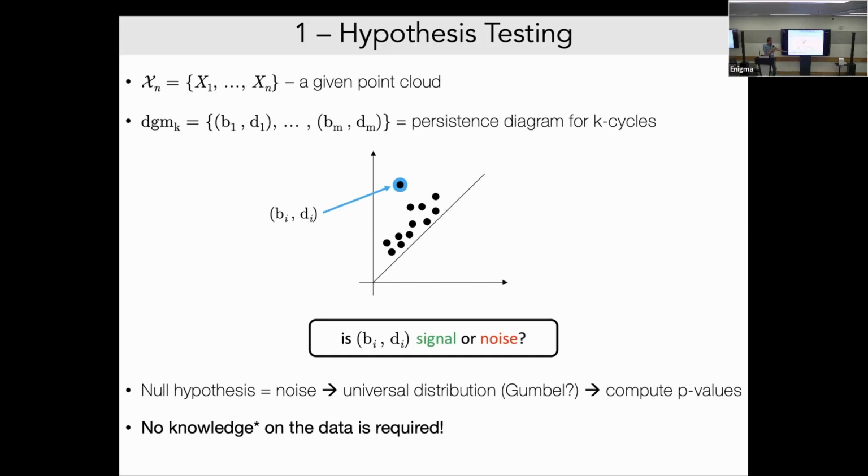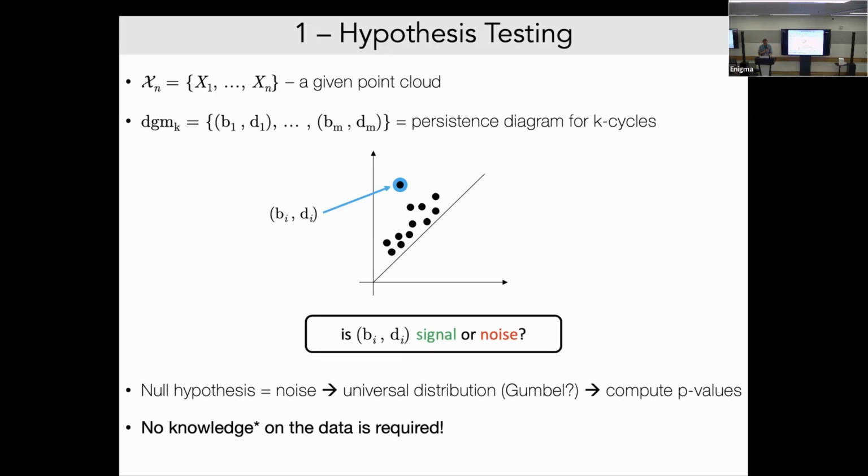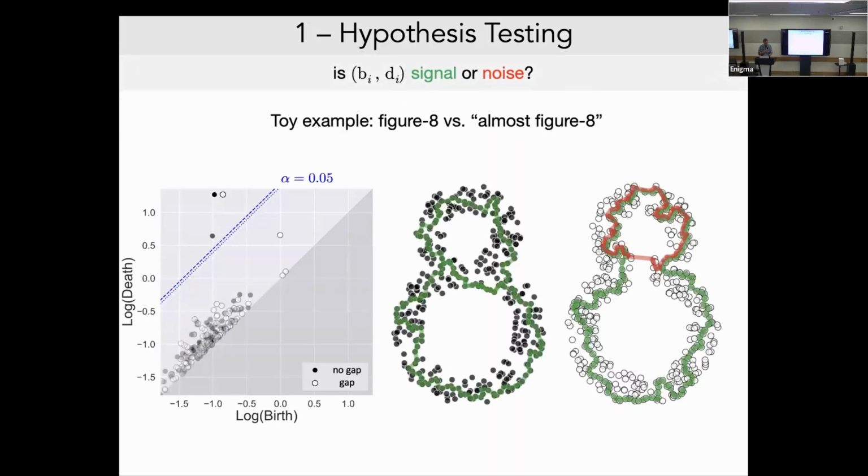We didn't need to know that universality holds, but there are ways to verify it before you use the method. And here is an example. Here we have two point clouds, which are quite similar. One is coming from a figure 8, so there should be two holes in here. The other one is almost a figure 8, but we removed this gap here. So topologically, you want to say that here you observe two cycles, and here you should observe only one.